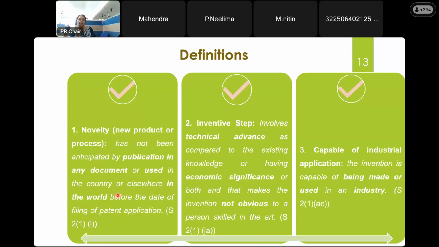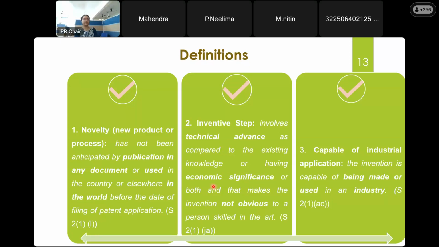Then the second step is inventive step. It involves technical advancement. So basically, when you are filing a patent application, you definitely have something that is an advancement of whatever is already there, right? Some modification, some benefit you have added to that, then only you are filing it. So it involves technical advancement as compared to existing knowledge, or economic significance.